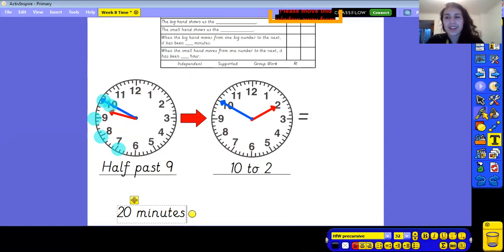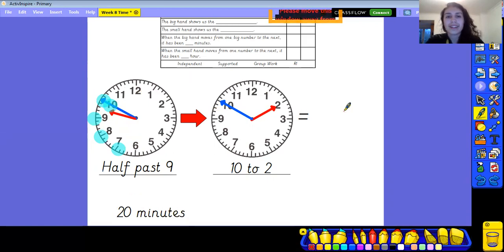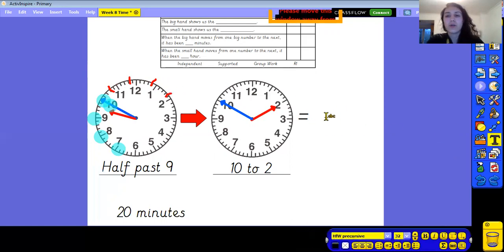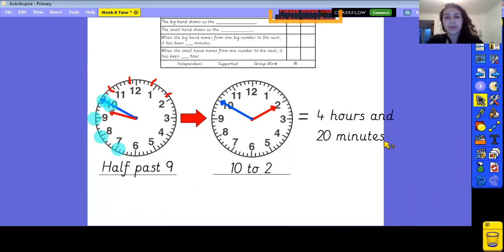But we don't want to stop at 10 to 10. We want to stop at 10 to 2. So now let's look, if our hour hand moved all the way around to this position, how many hours will have gone by? So 10 to 11, that's 1 hour. 10 to 12, that's 2 hours. 10 to 1, that's 3 hours. 10 to 2, that's 4 hours. So all together, we've had 4 hours and 20 minutes go by.